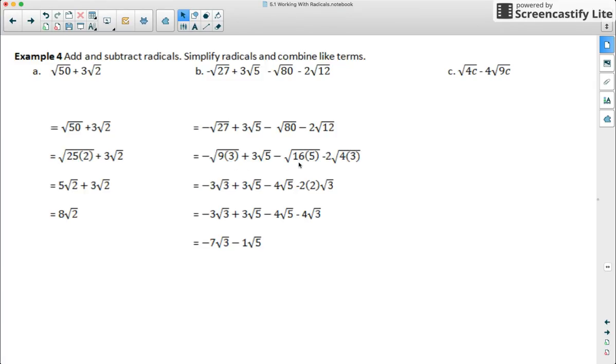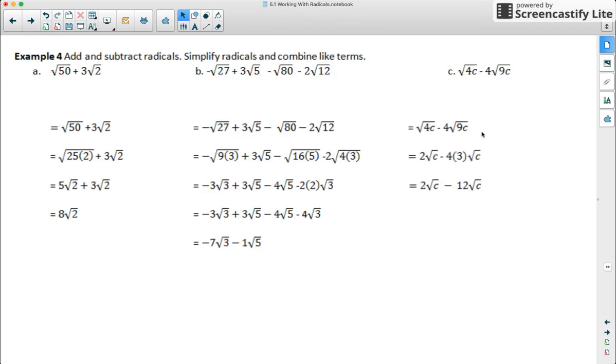Negative root 80 becomes negative 16 multiplied by 5. And then negative 2 root 12 becomes negative 2 root 4 multiplied by 3. Square root of 9 is 3, so we move the 3 to the outside. Square root of 16 is 4. Square root of 4 is 2, so we move that to the outside. Then we have negative 3 root 3 plus 3 root 5 minus 4 root 5 minus 4 root 3. Combine our negative 3 root 3 and negative 4 root 3 to get negative 7 root 3. And our 3 root 5 minus 4 root 5 should give us negative 1 root 5.